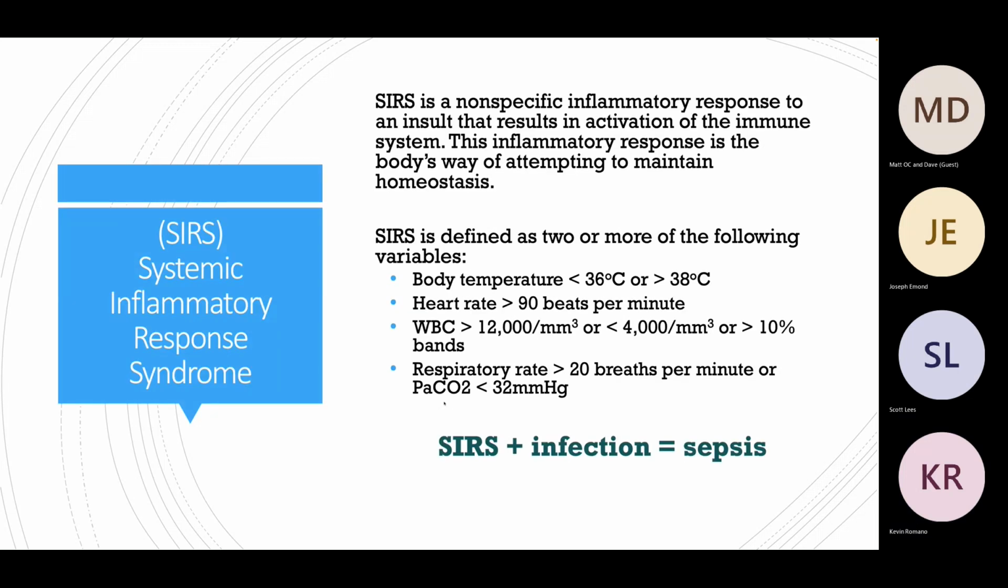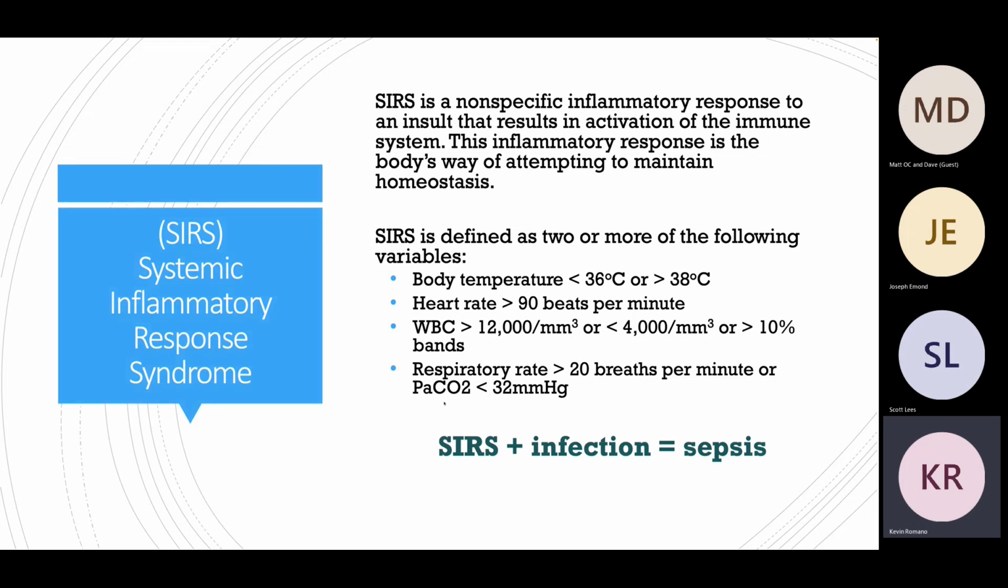SIRS, which is just systemic inflammatory response syndrome, can be defined as 2 or more of the following: a body temperature of greater than 38 Celsius or less than 36 Celsius. Cold sepsis is very bad, right? That's worse than having a temperature, because now your body's no longer fighting off that infection. Heart rate of greater than 90 beats a minute. White blood cell count of greater than 12 or less than 4.